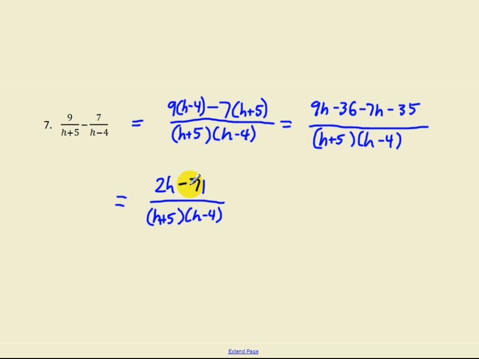So there you go with adding and subtracting rational expressions. Good luck.